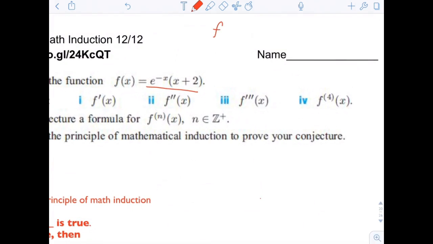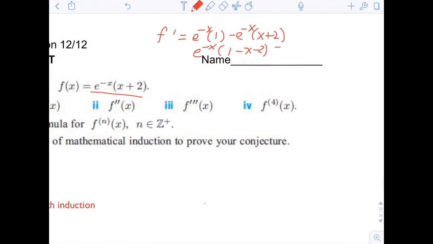So the first derivative of this is going to be, we're going to use the product rule, right? First we'll leave the first factor alone, and we'll take the derivative of the second factor. And then we'll take the derivative of the first factor, and then we'll leave the second factor. So we got that. So that's the first derivative. And let's factor out an e to the negative x, which is a common factor. We'll get 1 minus x minus 2, which is equal to e to the negative x, minus x minus 1.